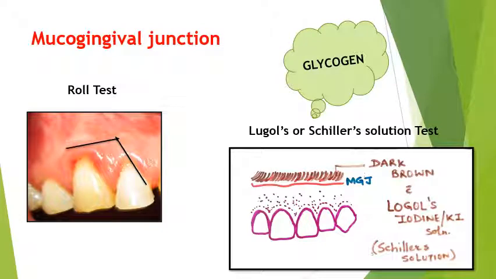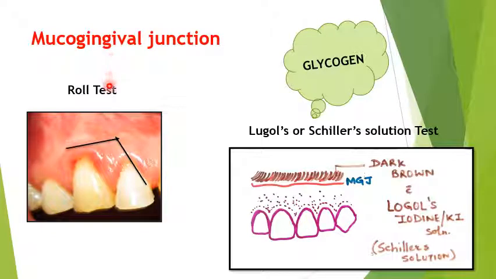So it's very important to exactly identify the mucogingival junction. In certain patients, it is very easily discernible. There is an easily discernible difference between pink and red color. Gingiva is pinkish and alveolar mucosa is red. But in certain cases, sometimes it is not discernible, or it is an area. So we have certain tests to identify the mucogingival junction.